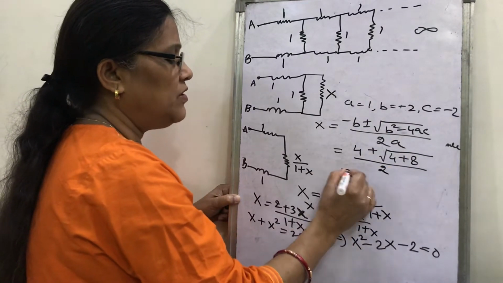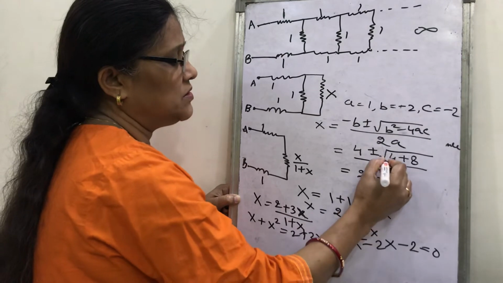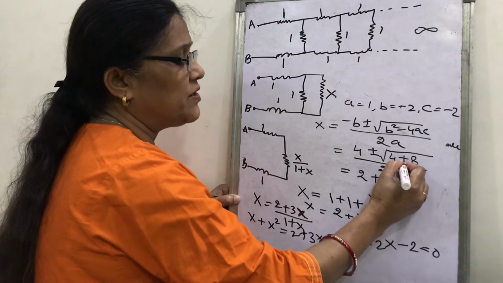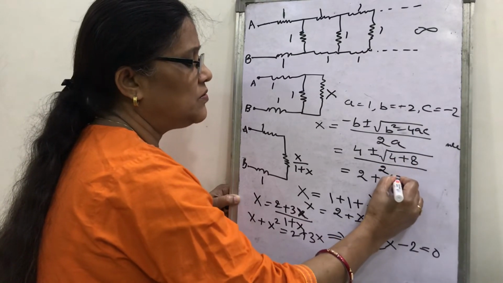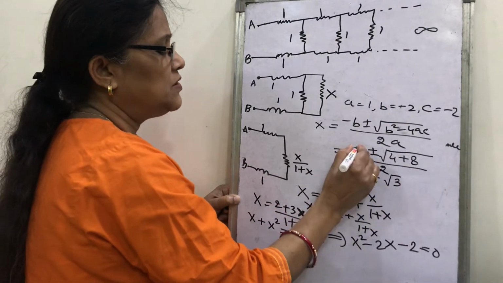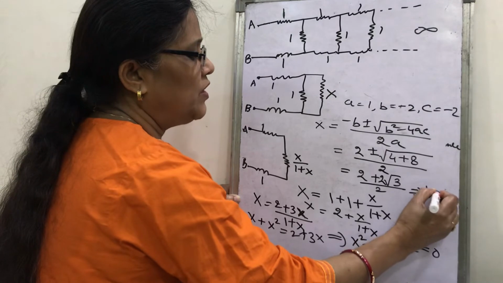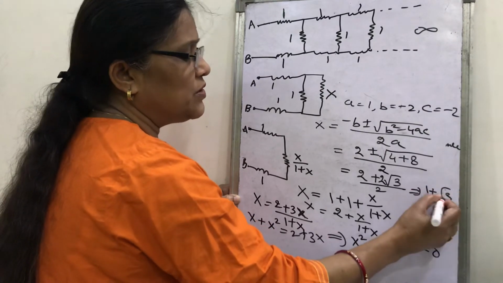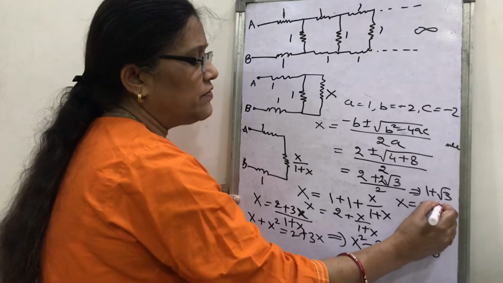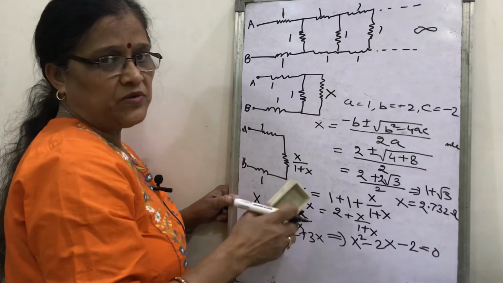So what will be the x value here? 2 plus minus sign I am not taking because you cannot take this one. 4 plus 8, 12. 12 can be written 2 root 3 and 2 will be cancelled. So 2 root 3. So in this way, this is minus b, this is 2 and this is 2 root 3 upon 2. So what will you get here? 1 plus root 3 ohm. Put the value of root 3 as 1.732. So you will get x equal to 2.732 ohm.